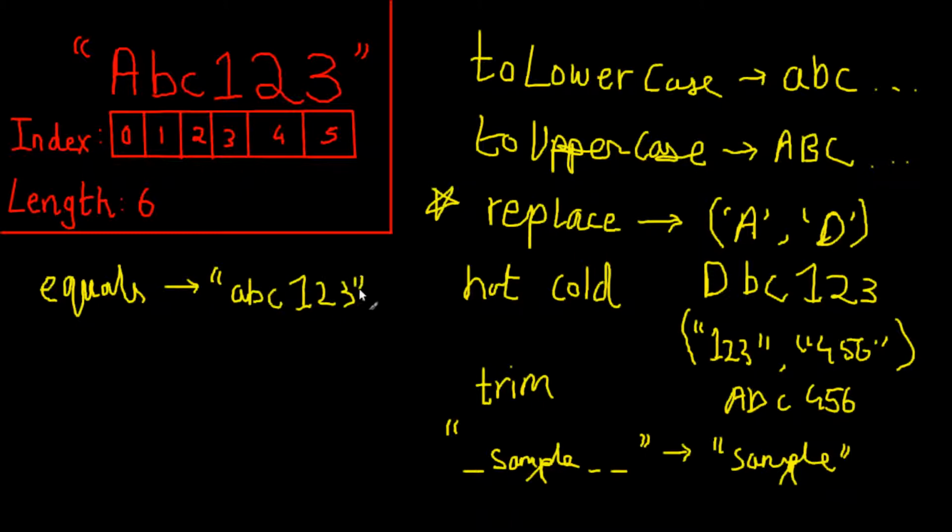I'll read this as ABC 1 2 3. I'll read this also as ABC 1 2 3. But the difference is that there's a capital A over there. So these two strings will not be equal. They have to match completely.